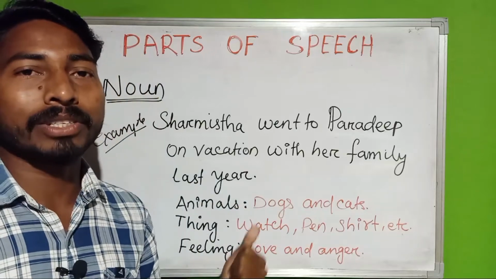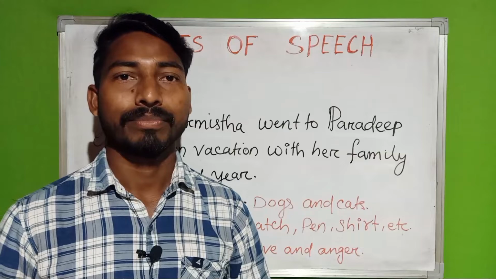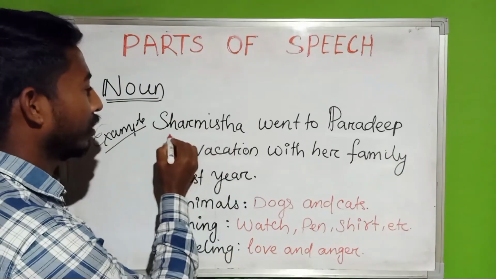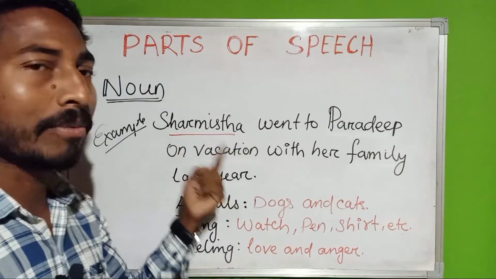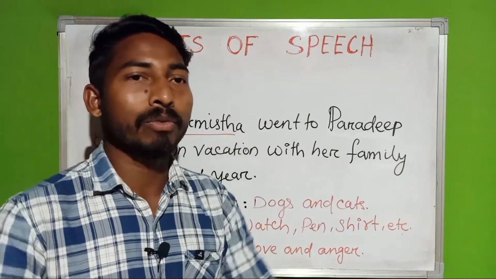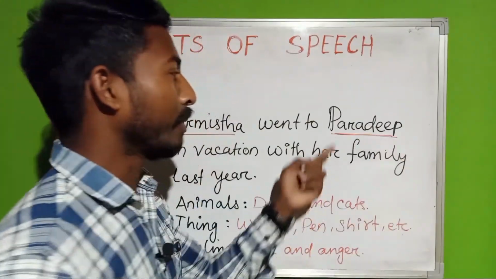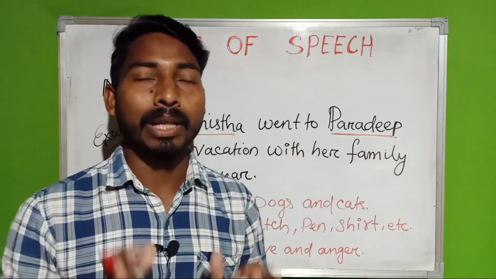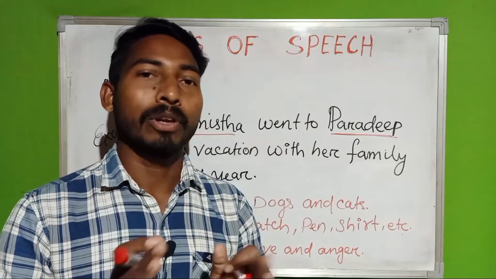In the given sentence, can you tell me which nouns are present here? Well, the first noun we have here is Sharmista. That is the name of a person. And the second noun we have here is Paradip, which is the name of a place. And for your information, Paradip is famous for its pristine beaches and green forest.